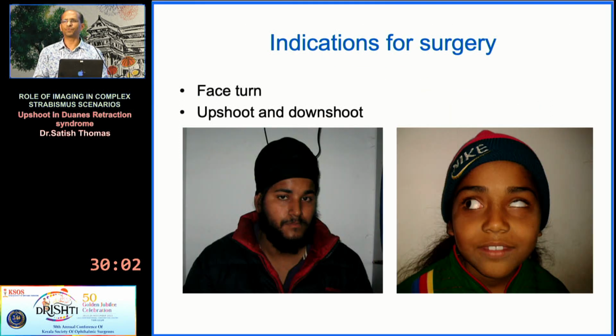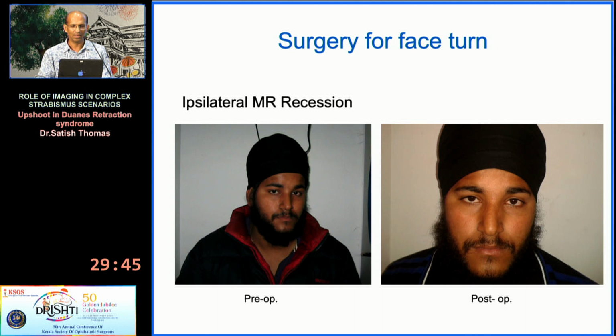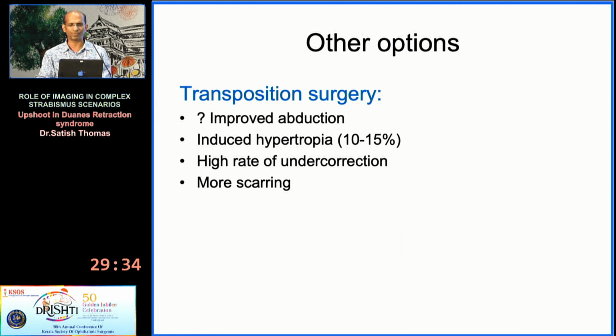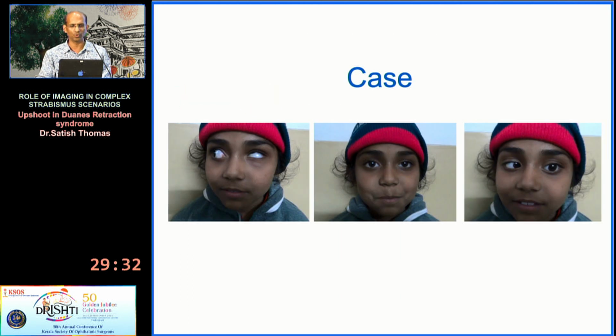So the indications for surgery in Duane's retraction syndrome, the main two indications, are the face turn and the disfiguring upshoots and downshoots. The globe retraction and the limitation of movement can't really be addressed to a significant level. So for the face turn, we can do an ipsilateral medial rectus recession like in this case and get good results. There are also some other options for the face turn. I'll not go into that.